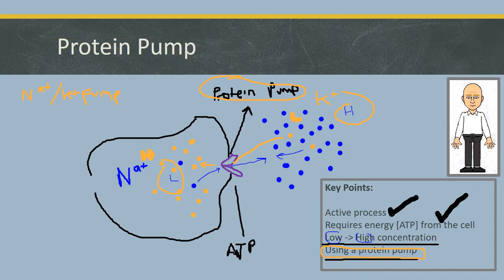There are other protein pumps, and you're okay just to say a protein pump. That's fine. If you want to add in a bit of extra detail, you can name the sodium potassium pump, and that it pumps 3 sodium ions out to 2 potassium ions in. I hope that makes sense.